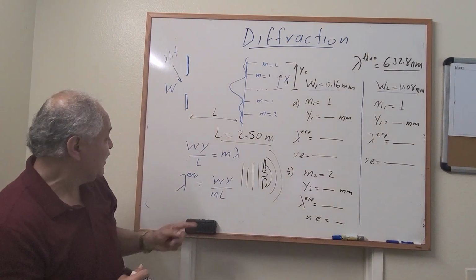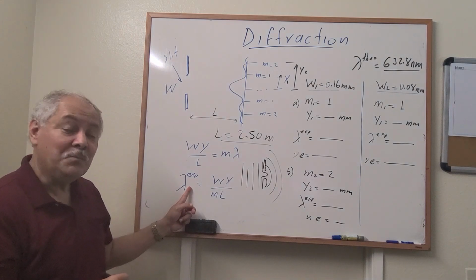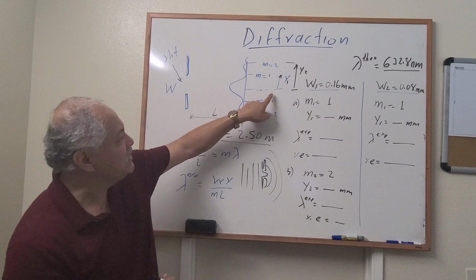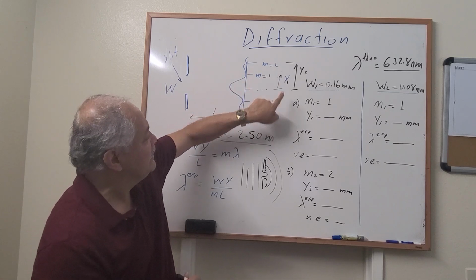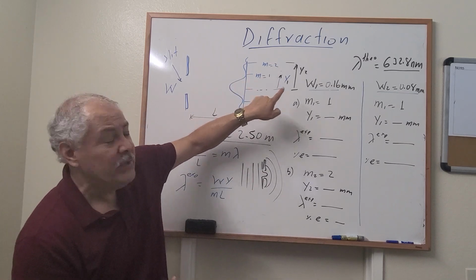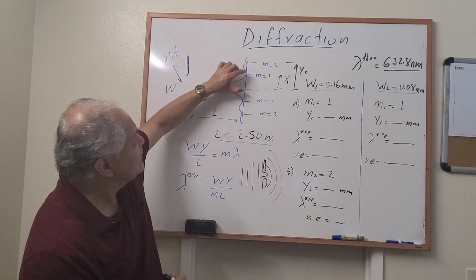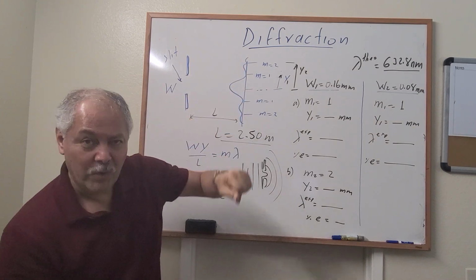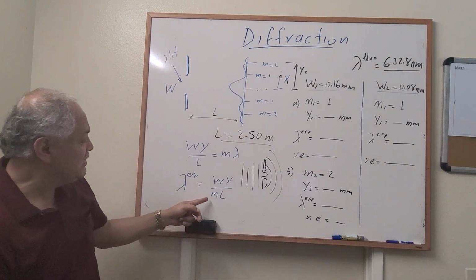When we solve for lambda, the wavelength is going to be the width times y, where y is the distance from the center to the fringes, like in this picture. If we are dealing with m equals one, the distance y1 is this distance, y2 is this distance, and so on. Okay, this is the question.